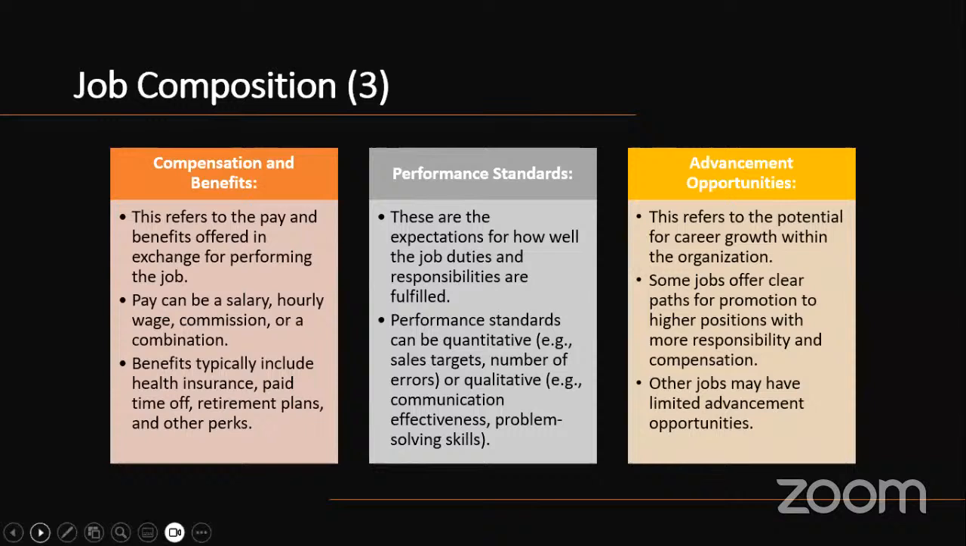So let's look at the continuation of job composition. Compensation and benefits. This refers to the pay and benefits offered in exchange for performing the job. Pay can be a salary, hourly wage, commission, or a combination. It can even be a stipend. Benefits typically include health insurance, paid time off, retirement plans, and other perks, as the case may be.